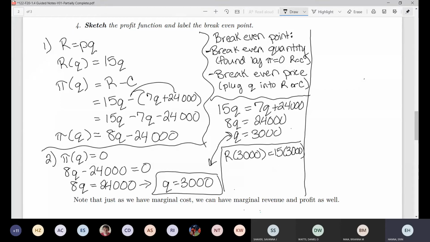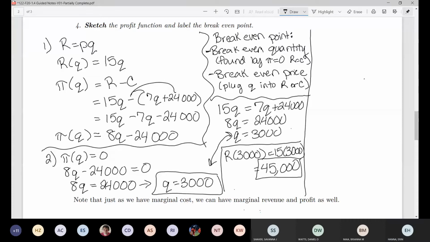Anyway, so that is, what is that, 45,000? So that would be your break-even price. So quantity would be in units, like literally the word units, unless you're specifically given a context like chocolate bars, or, well, in this case we had radios. So 3,000 radios and $45,000.